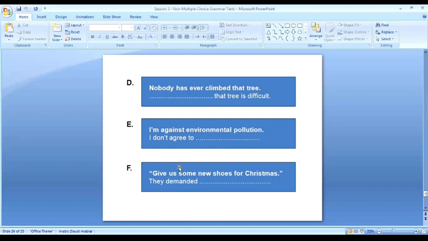And also number D: nobody has ever claimed that tree, that tree is difficult. Nobody has ever claimed or climbed that tree, dash dash, that tree is difficult. E: I am against environmental pollution. I don't agree to. So if you look at the prompt and the queue, you find that there is something unsatisfactory. 5: give us some new shoes for Christmas. They demand it, and so on.